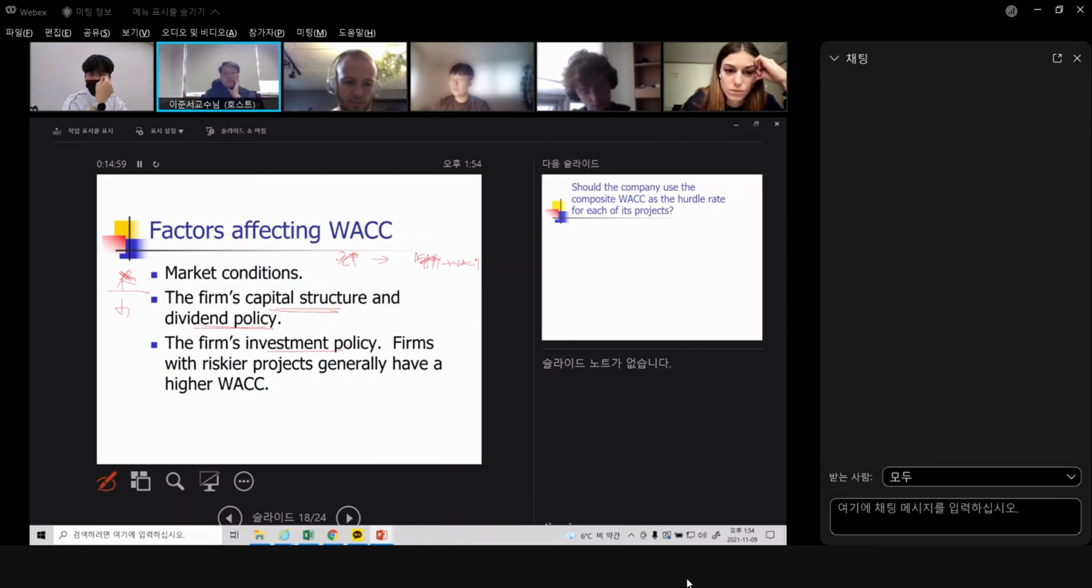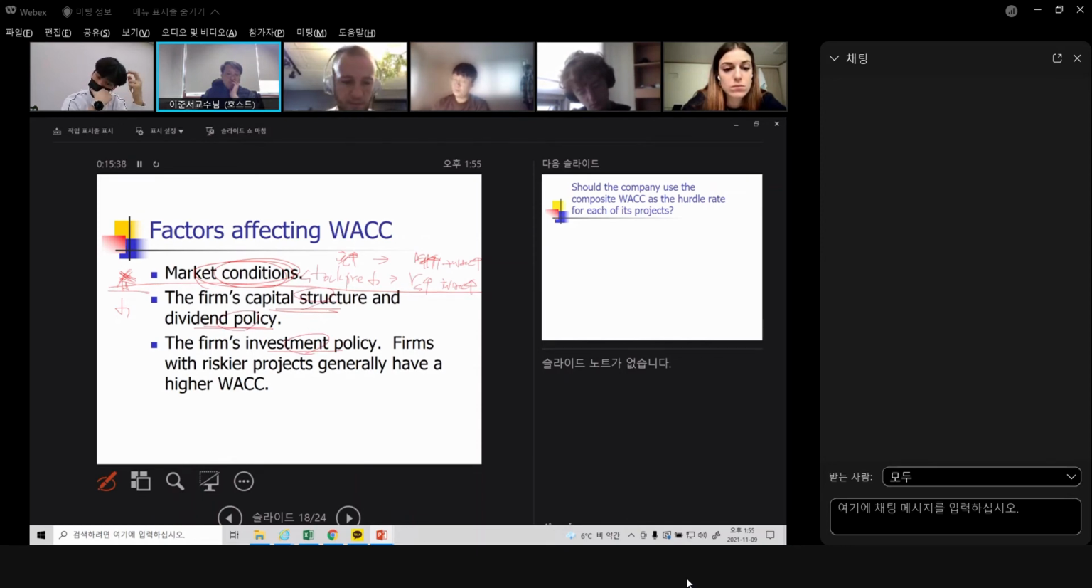Another market condition is, suppose for example, the stock price decreases. Then as you see, RS is increased. Then WACC is also increased. That's the market condition. This market condition cannot be controlled by us, right? Whereas the firm's capital structure, dividend policy, or investment policy can be controlled by us.